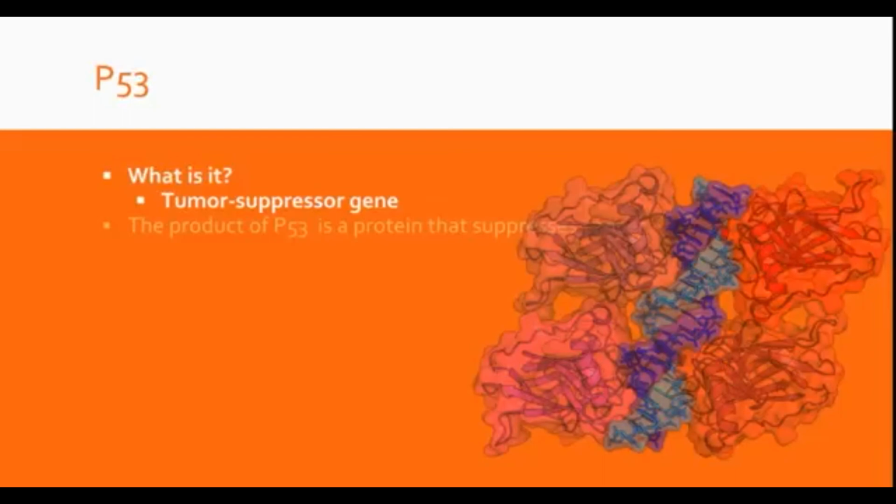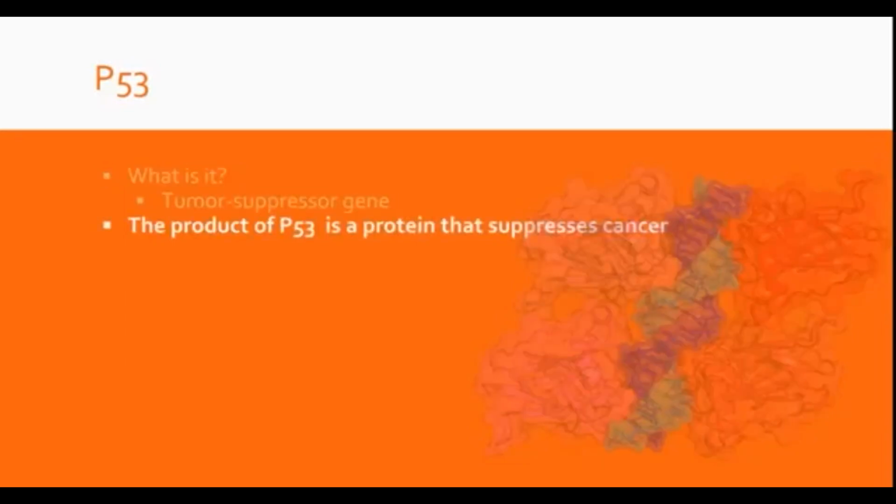But really, to understand pancreatic cancer, we have to understand what P53 is. And P53 is a very important tumor suppressor gene. And it's important because the product of P53 is a protein that suppresses cancer. So let's take a look at this through a little diagram.